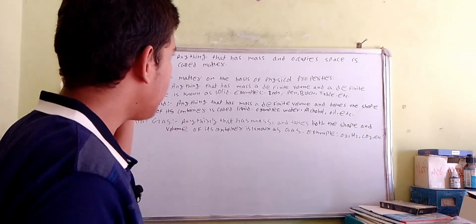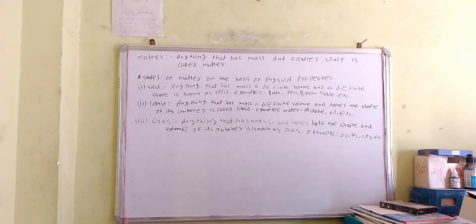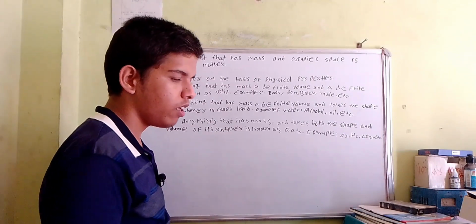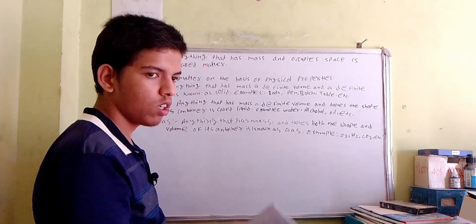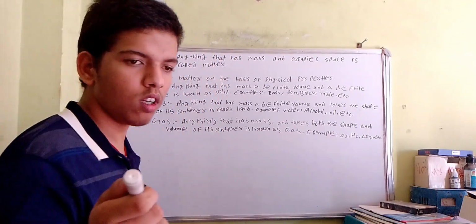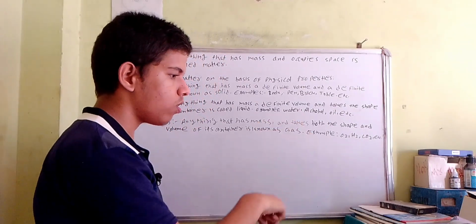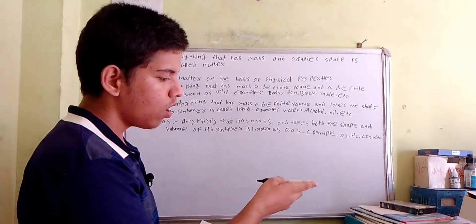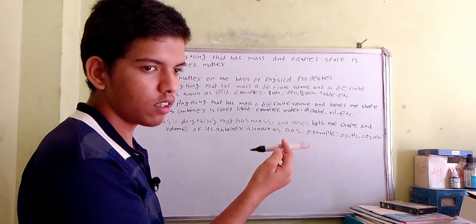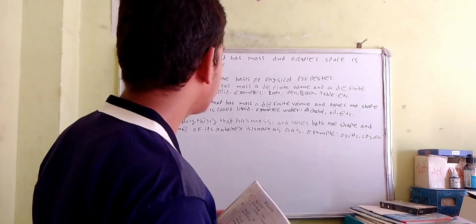What is matter? Anything that has mass and occupies space is called matter. For example, any physical thing like this marker, book, notebook, these all are matter. If you put this on a table or any kind of surface, it will occupy space and it has a certain mass. Focus. So anything that has mass and occupies space is called matter.